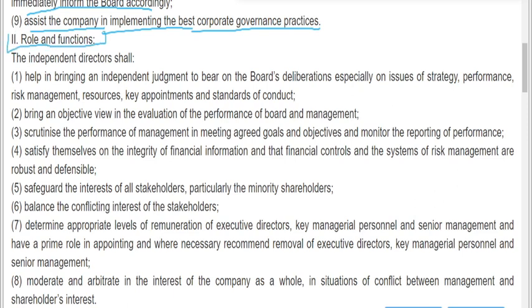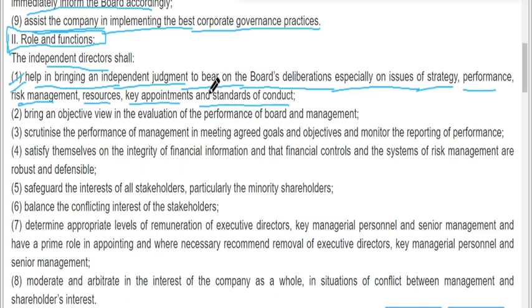Now, role and function. The independent director shall help in bringing an independent judgment to bear on the board's deliberations, especially on issues of strategy, performance, risk management, resources, key appointments, and standards of conduct. An independent director shall bring an objective view in the evaluation of the performance of the board and management.